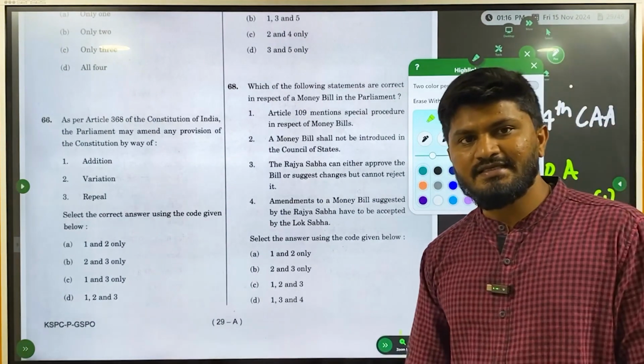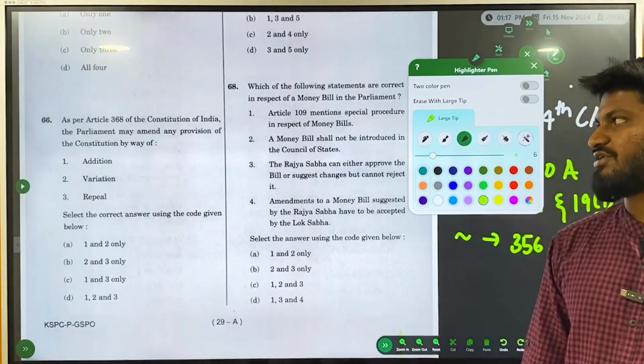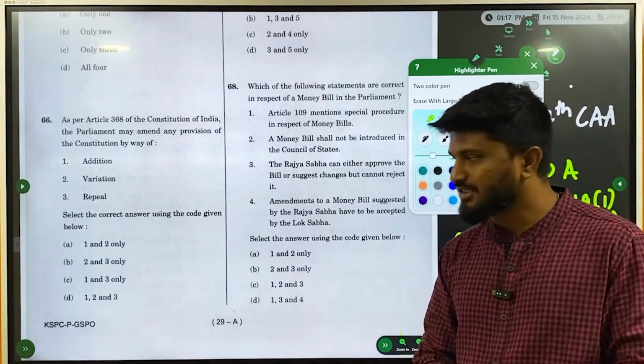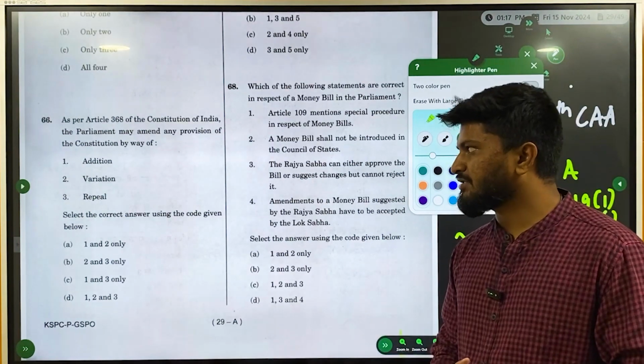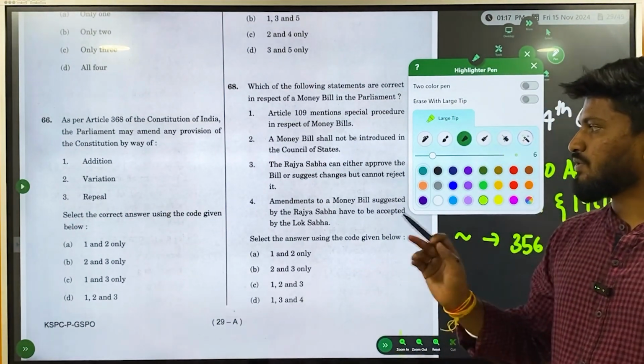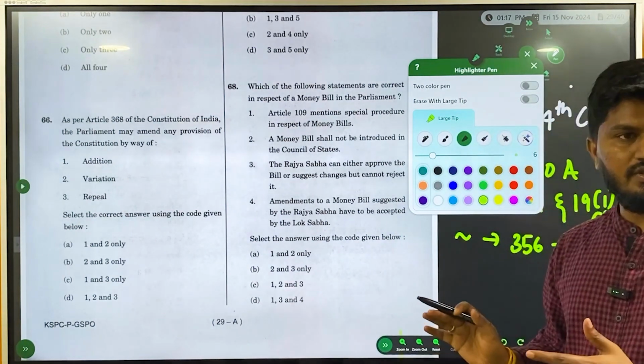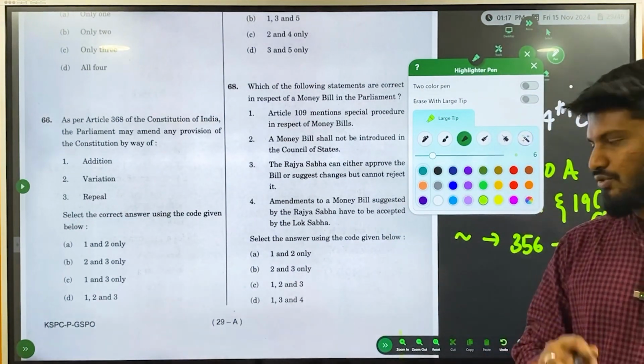as per Article 368 of the Constitution of India, the Parliament may amend any provision of the Constitution by way of: 1, addition; 2, variation; 3, repeal. Select the correct answer using the code given below. Option A: 1 and 2 only; B: 2 and 3 only; C: 1 and 3 only; D: 1, 2 and 3.